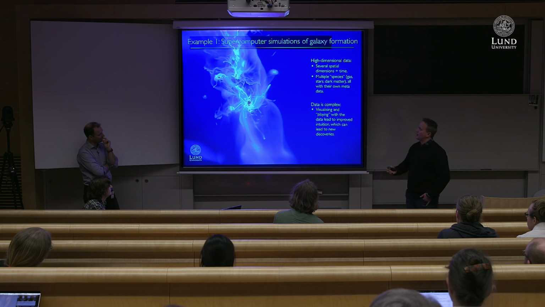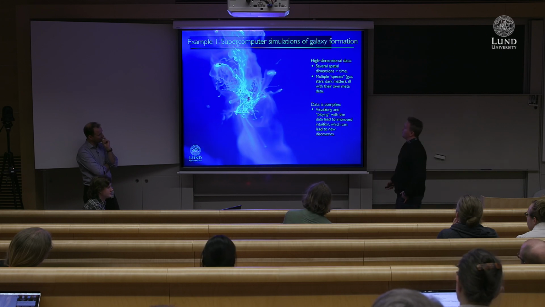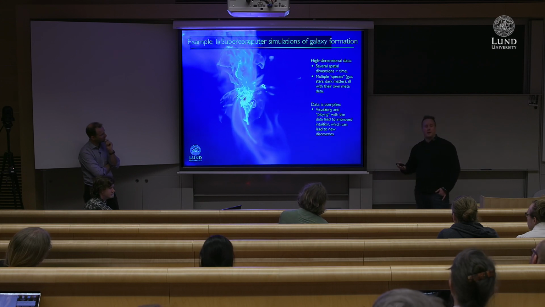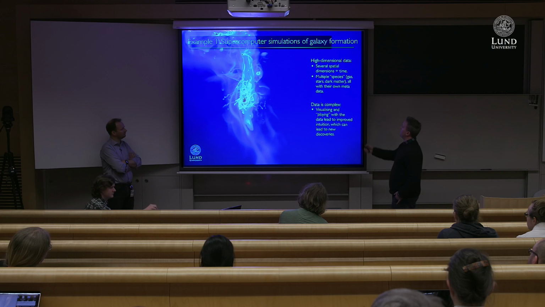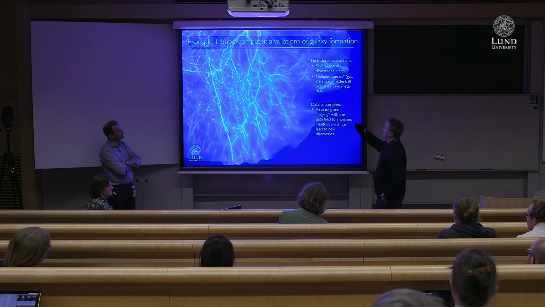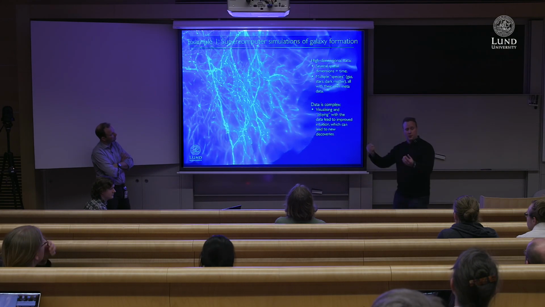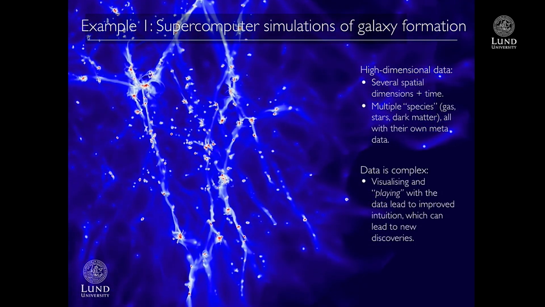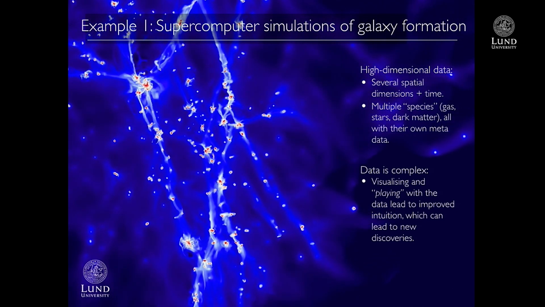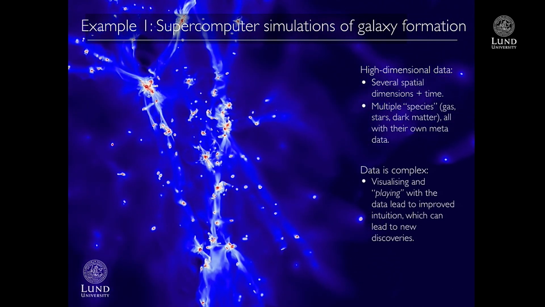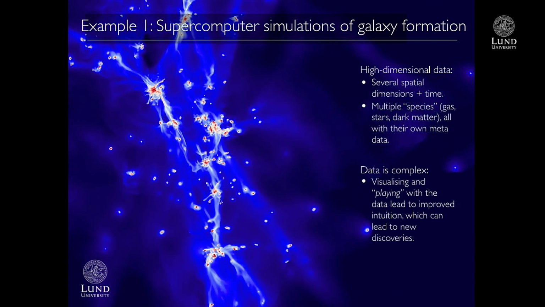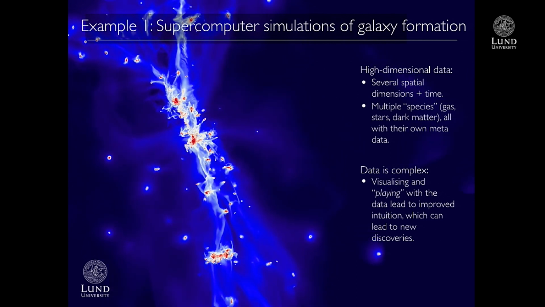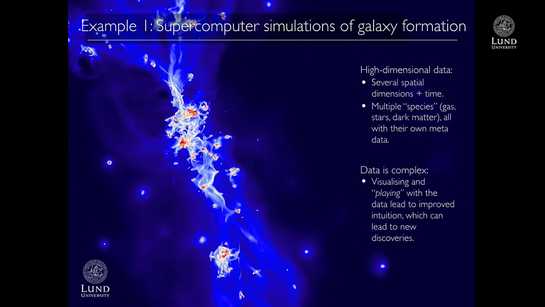We understand the physics of galaxy formation, but it's very complex data. So it's high dimensional. First of all, we have several spatial dimensions, and we have time. We have multiple species, so gas that ends up forming stars, right? Once it's cooled down into some dense configuration. We have dark matter, which I don't show here. I only show the gas. Okay? Dark matter is important for keeping galaxies together, or holding them together. And then, of course, all these species have different metadata. Right? Stars have chemistry, velocities, and all these things. So it's a lot of data to treat.